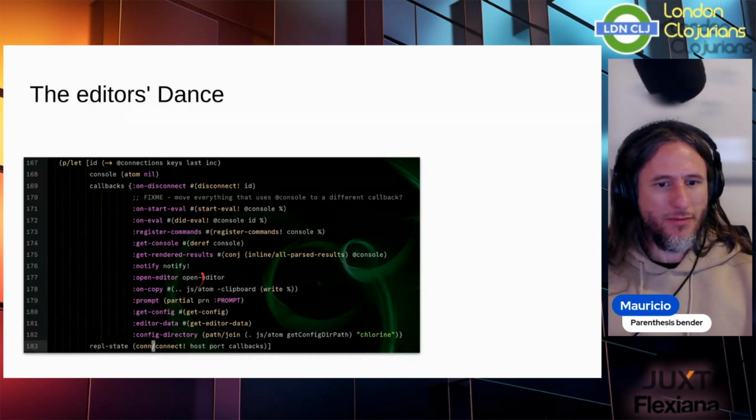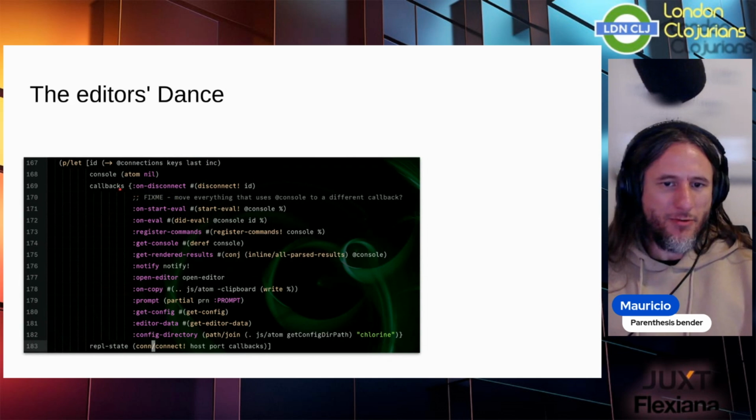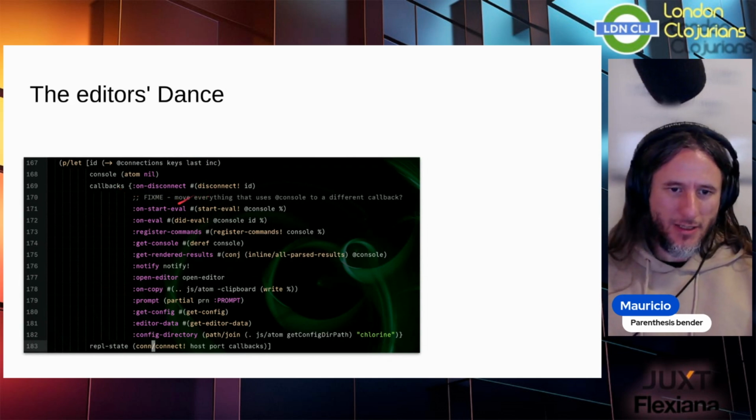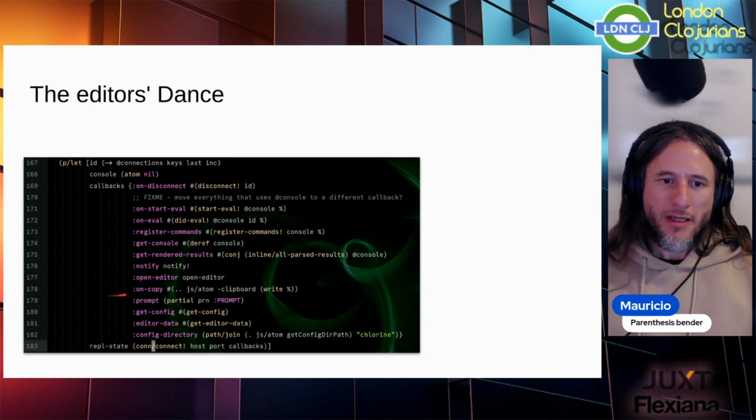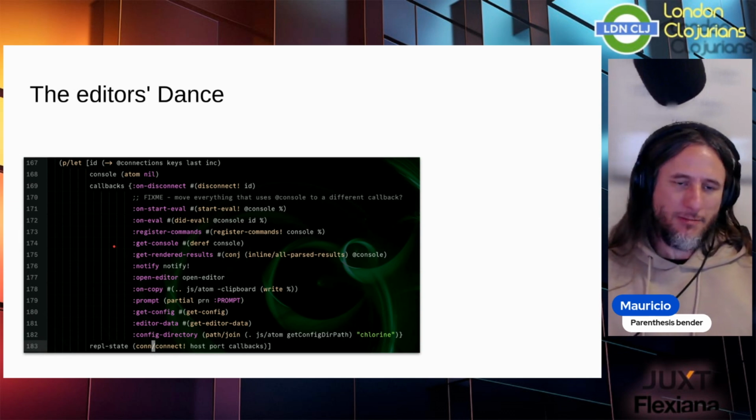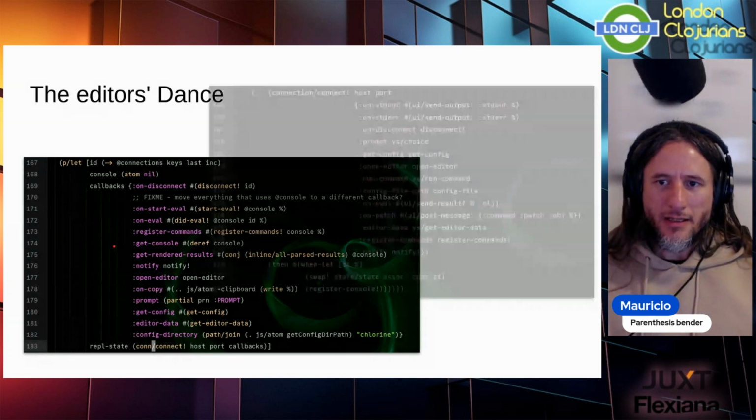So here I have some callbacks, for example, what happens when I disconnect the editor? What happens when I evaluate something? What happens when the editor needs something that's editor data, and so on. And this is for the Atom editor or the Pulsar editor right now. And this is for VS Code.